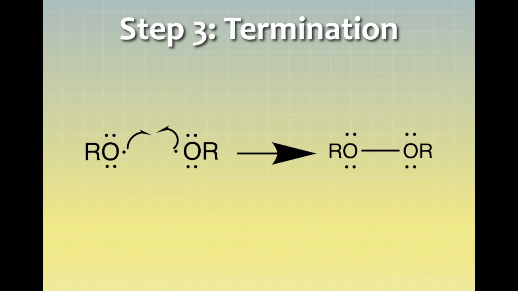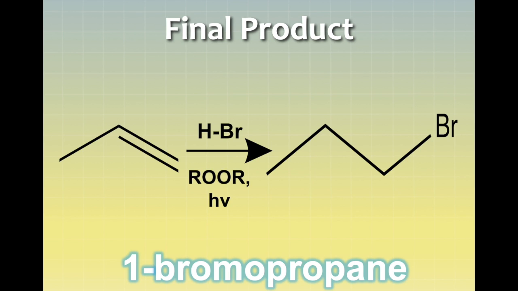In the last step, known as termination, 2 radicals come together and terminate the reaction. In this case, our 2 peroxide radicals will form a bond and produce peroxide. Our final product is formed during propagation, known as 1-bromopropane, and the reaction can be summarized as shown.